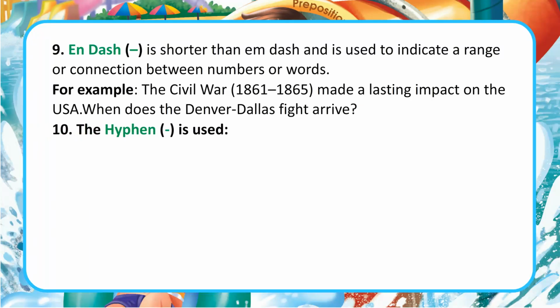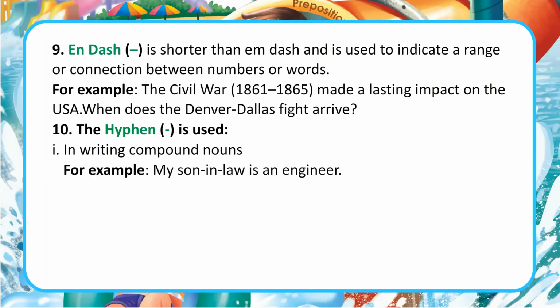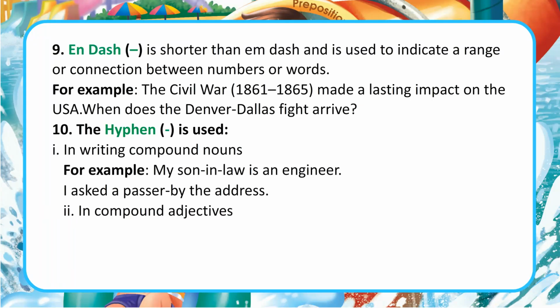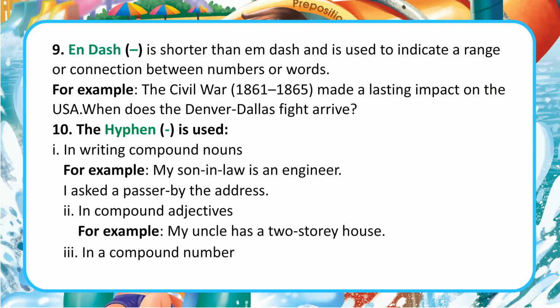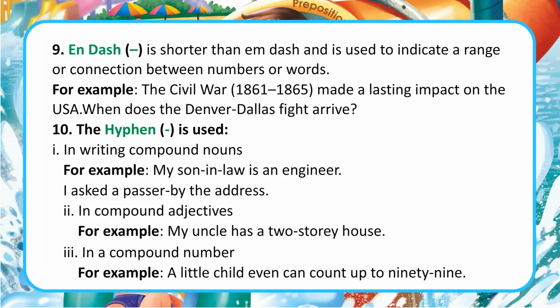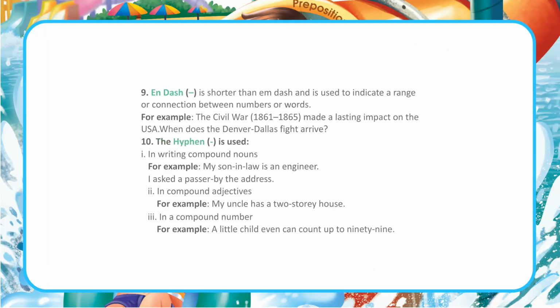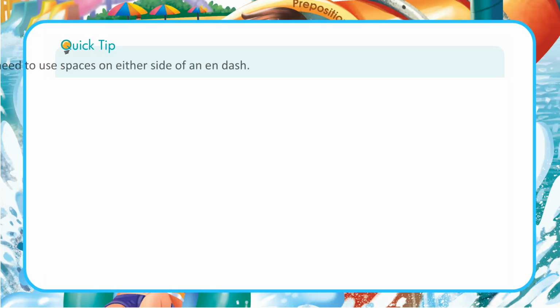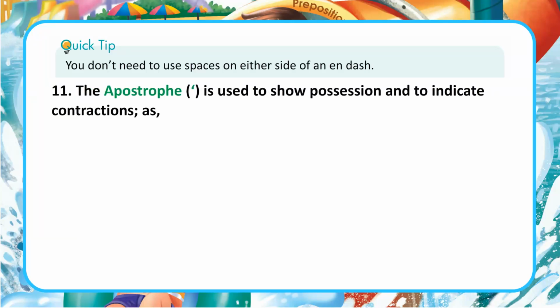10. The hyphen is used: 1. In writing compound nouns. For example, my son-in-law is an engineer. I asked a passerby the address. 2. In compound adjectives. For example, my uncle has a two-story house. 3. In a compound number. For example, a little child can even count up to ninety-nine. Quick tip: you don't need to use spaces on either side of an en dash.